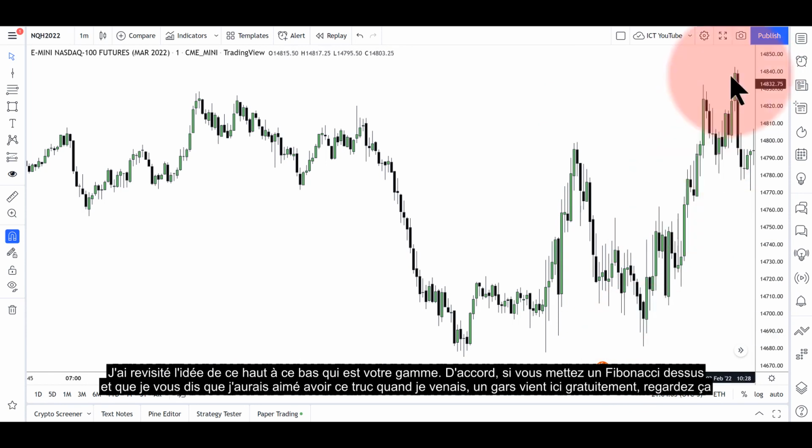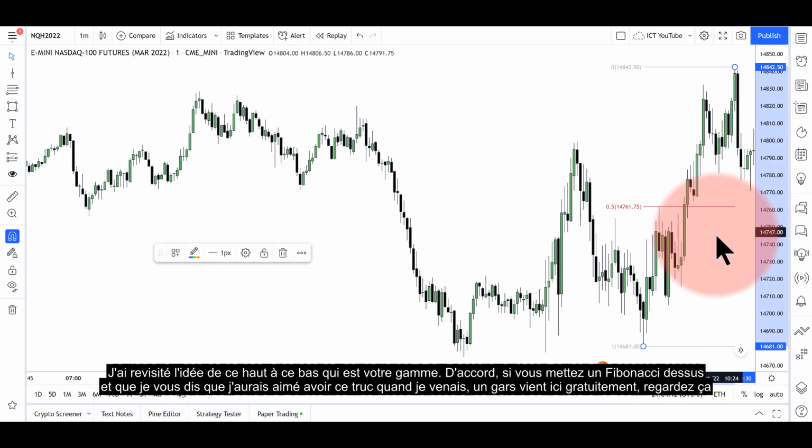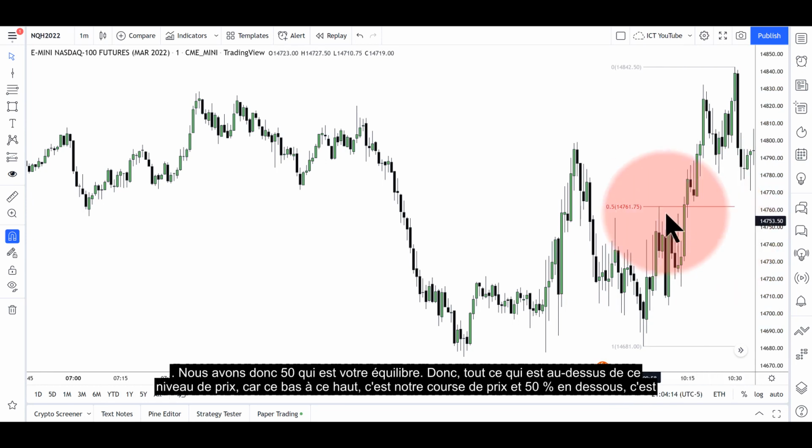So now, in closing, I revisited the idea of this high to that low. That's your range, okay? And if you put a Fibonacci on that, man, I tell you, I wish I had this stuff when I was coming up. Guy coming out here for free. Look at this. So we have 50%.